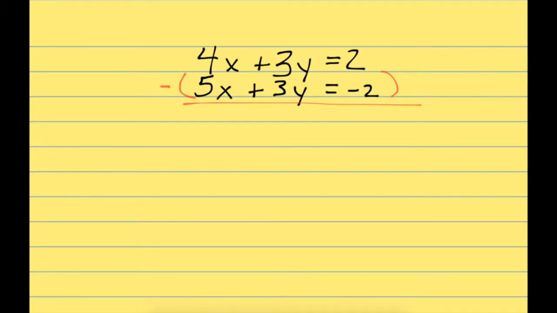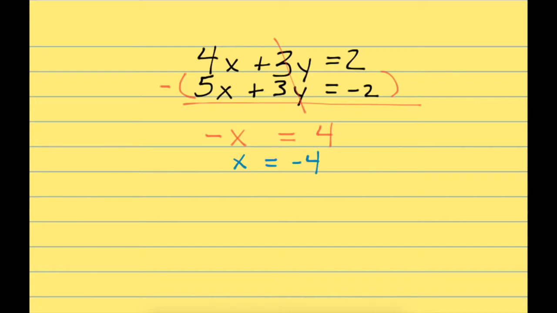So when I subtract, I'm subtracting the left-hand side. 4x minus 5x gives me negative 1x, or just negative x. 3y minus 3y goes away, becomes 0. And here's where I have to be careful. 2 minus negative 2 is positive 4, because a positive minus a negative is just like adding two positives. So I get negative x equals 4, which means that positive x equals negative 4.